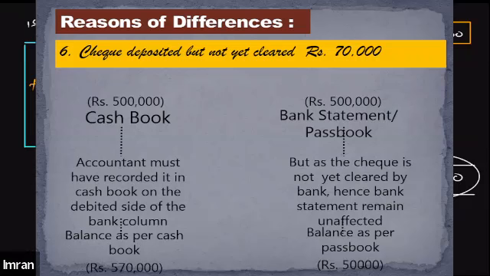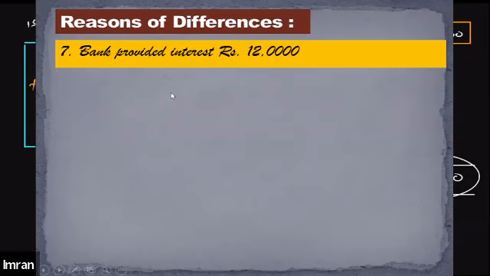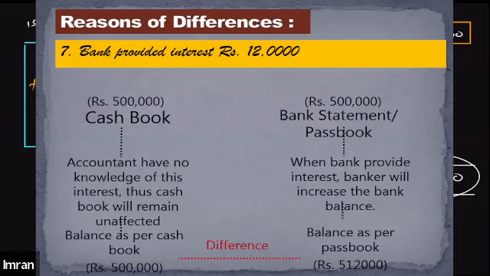Yeah, so this was the sixth reason that may cause a difference arising in the passbook and the cash book. Now let's take a few more examples. Let's talk about the next reason that may also lead to a difference. Like in case of bank provided interest, I think we already covered this. Yeah, let's skip this one.